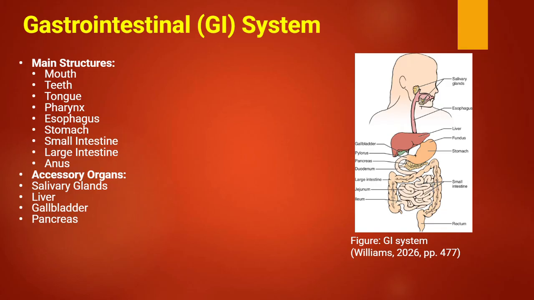From there, food passes into the pharynx and down the esophagus, which uses muscular contractions called peristalsis to push food into the stomach. In the stomach, food mixes with acid and enzymes to break down proteins. It then moves into the small intestine, where most digestion and absorption take place. The lining of the small intestine has villi and microvilli, which increase the surface area for absorption of nutrients.